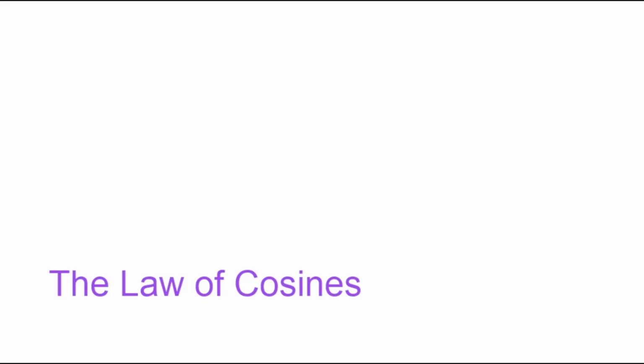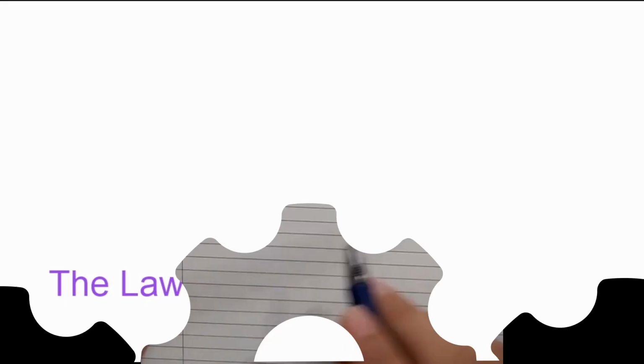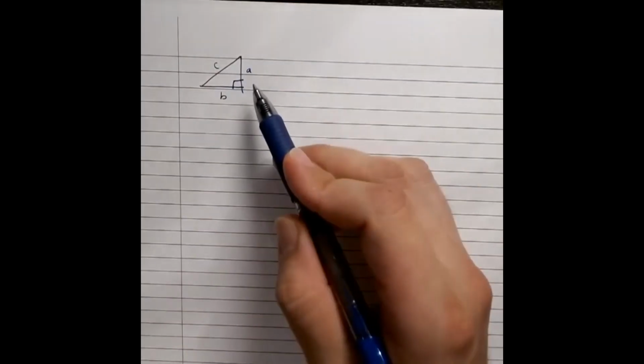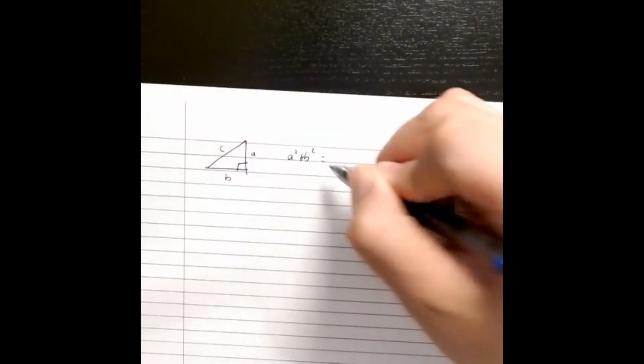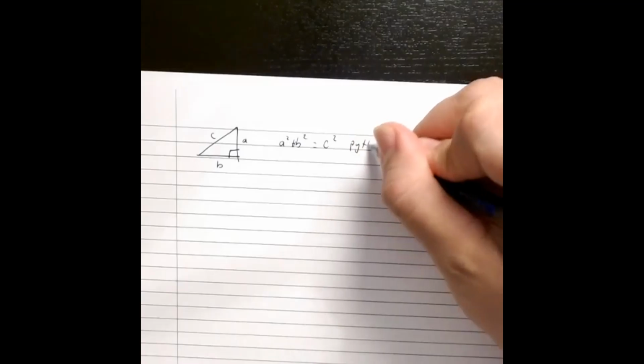In this section, we're going to take a look at the law of cosines. The Pythagorean theorem states that given any right triangle where the hypotenuse is opposite the 90-degree angle, we know that the sum of the squares of the two shorter sides that are designated by A and B is equal to the square of the remaining side. Right? This is the Pythagorean theorem.